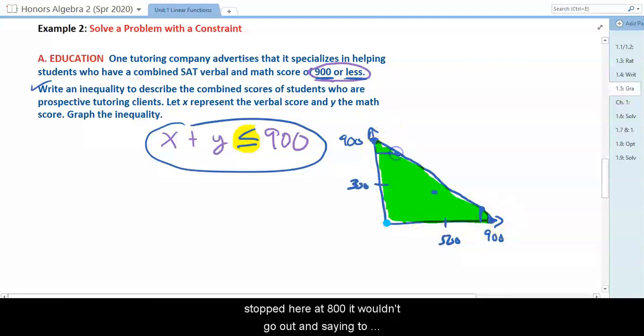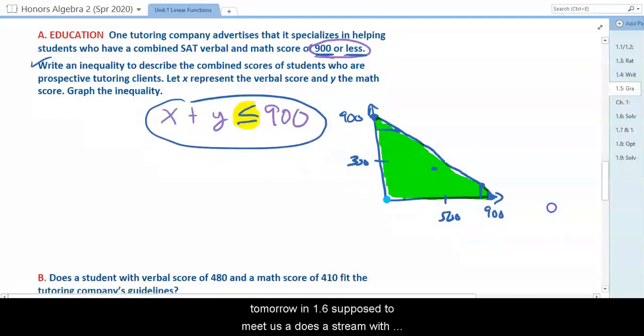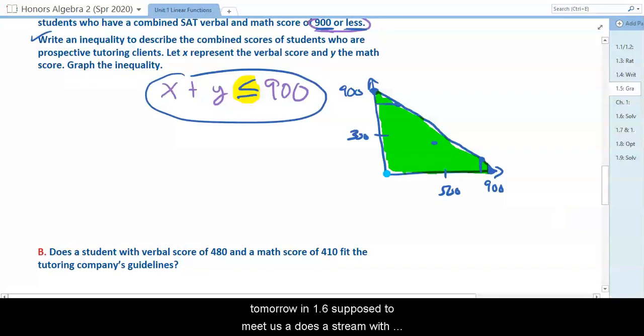And same thing here, it would stop here. For this function today, we're not going to talk about that too much. We'll talk about systems tomorrow in 1.6. Okay. So question B does say, does a student with a score of 480 and 410, verbal and math respectively, fit the tutoring company's guidelines?